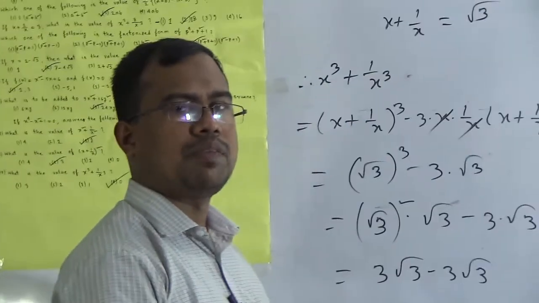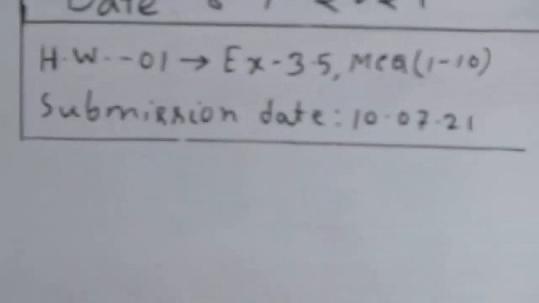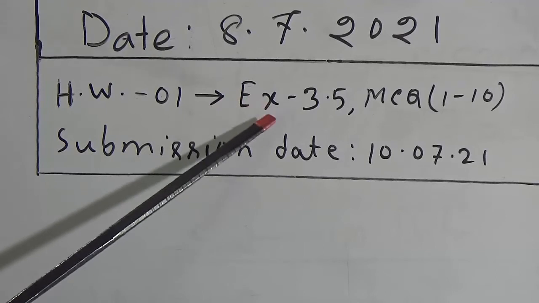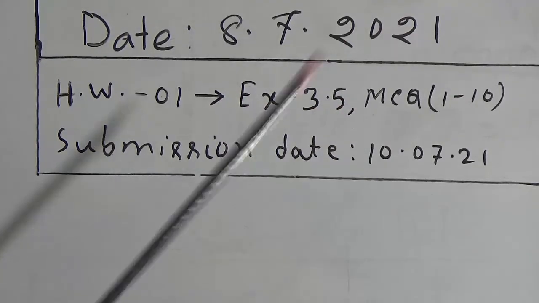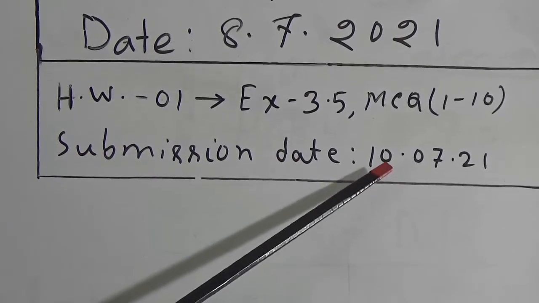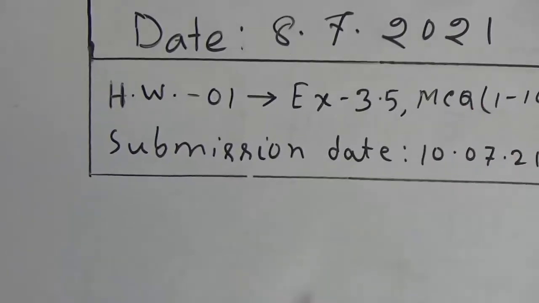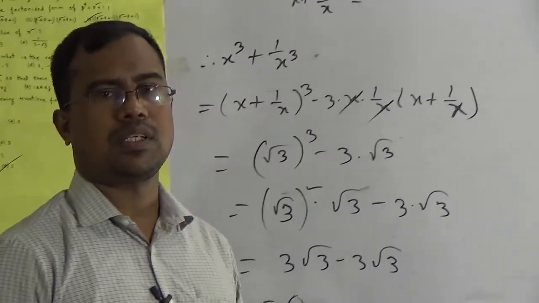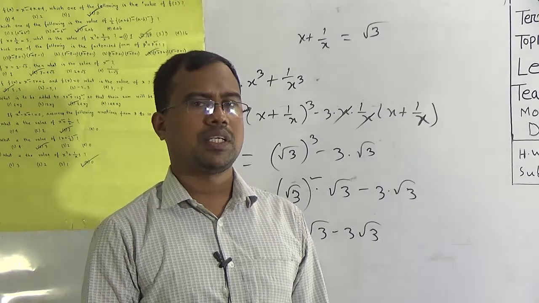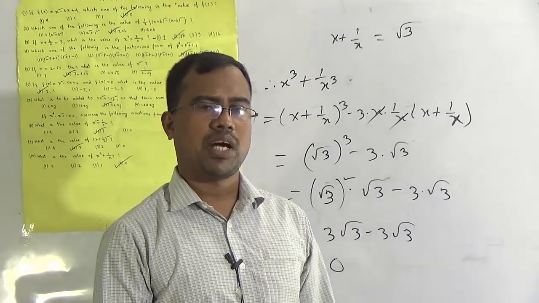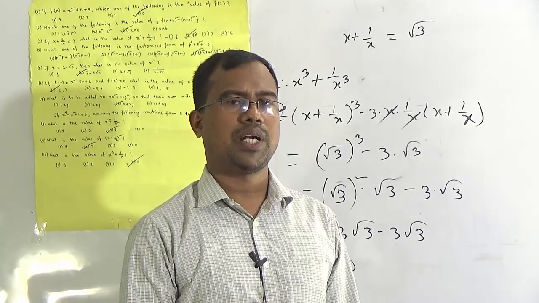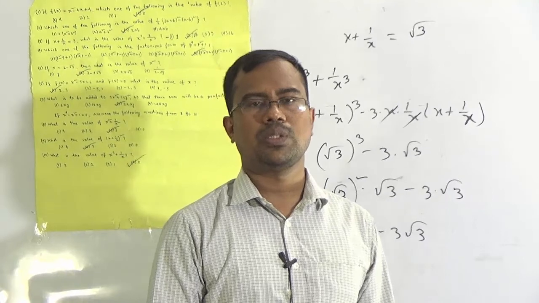Okay, dear students, we have finished today's class. Now I am giving you SW. This is SW number 1, and the topic of SW number 1 is exercise 3.5 MCQ 1 to 10. That means our today's CW is your SW also, and the submission date of this SW is next Saturday. Do your SW properly, and at the time of doing it, you can write the question and then the answer, or you can write only the answer. That means you write the question number and then only the answer. It will also be okay.